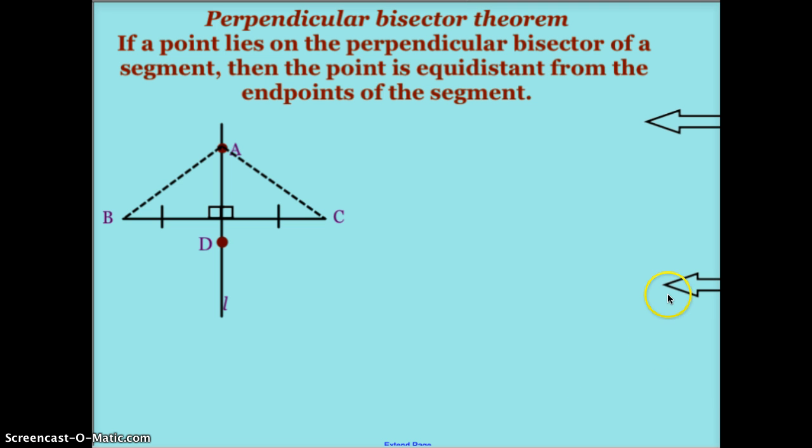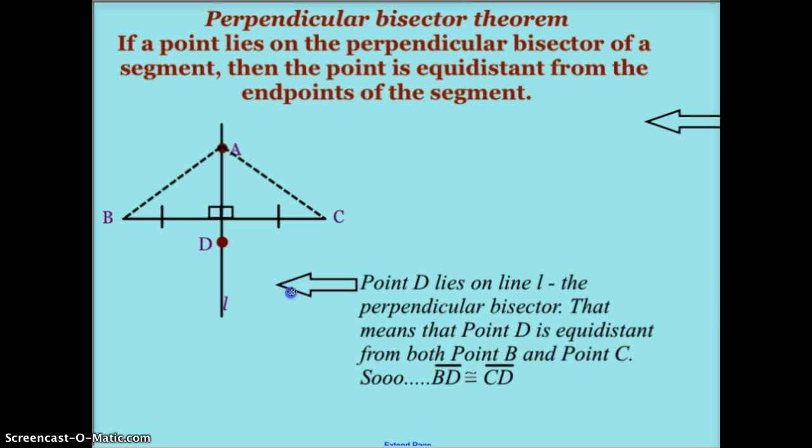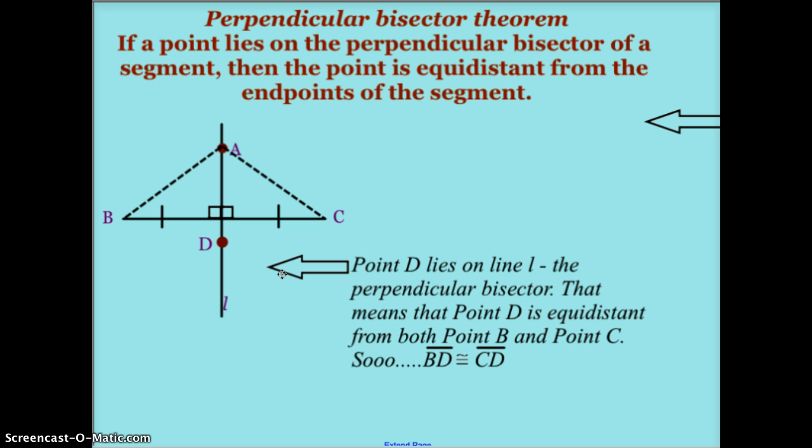Likewise, I can pick another point that lies on that perpendicular bisector. If I pick a point D that lies on line L, it's lying on the perpendicular bisector. That means that point D is equidistant from both point B and point C. Line segment BD and line segment CD would be congruent.